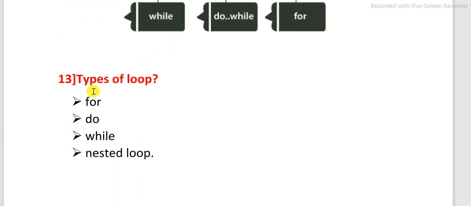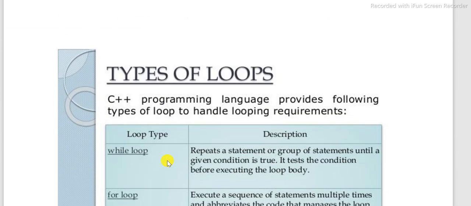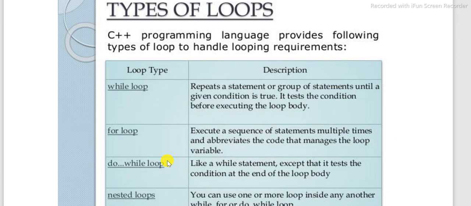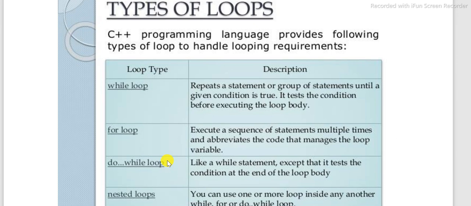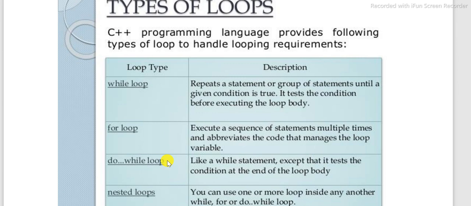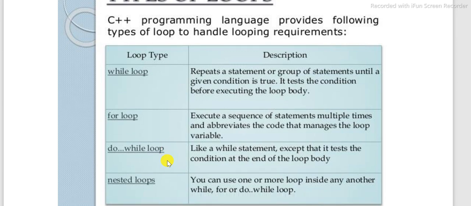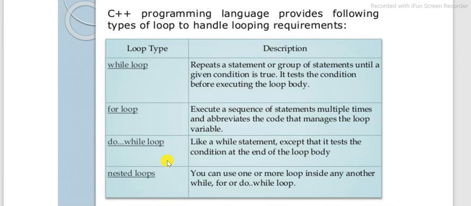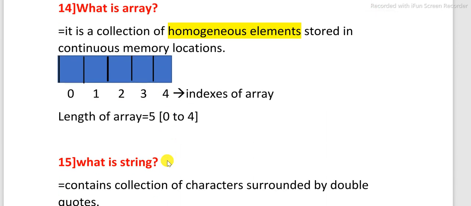So, types of loop. Basically we use these three loops: for loop, do loop and while loop. And what is a nested loop? You may have this question. Basically, a nested loop is a loop in which we have a loop within a loop. So this is known as a nested loop. You can see here, and you can also take a screenshot of this, the loops we use in OOP C++. That's it.